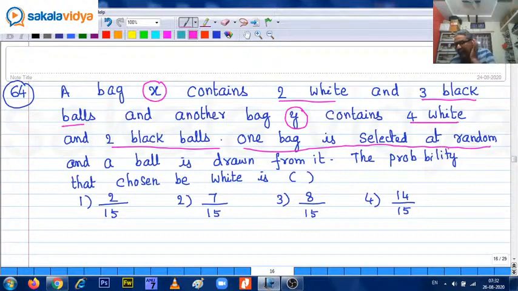One bag is selected at random means even, we need to find out the probability of selecting the first bag and the probability of selecting the second bag also. A ball is drawn from it, the probability that the chosen ball be white, that must be a white ball. So that means directly I can do it this one.